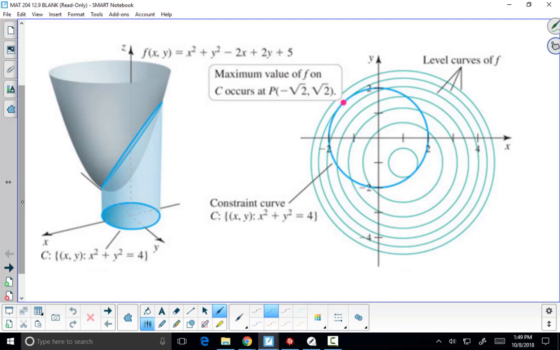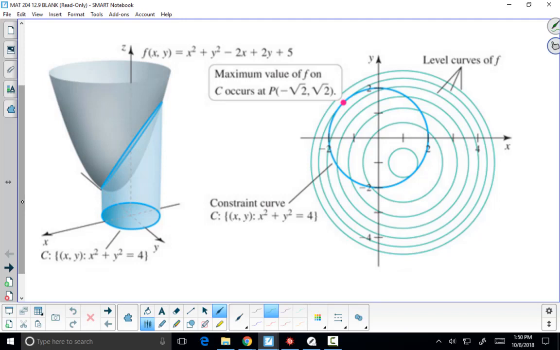And notice that when you're thinking about maxes or mins based on this constraint curve, you can imagine drawing lots and lots of level curves, and at some point you're going to get a level curve that's tangential to your constraint curve. So the level curves are curves of constant function value. As we're moving out with these concentric green circles, the value of the function is getting bigger.